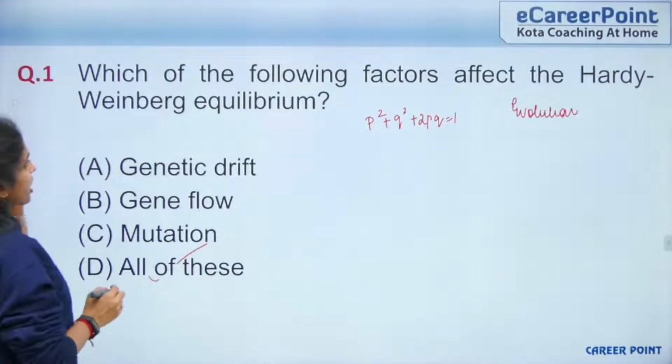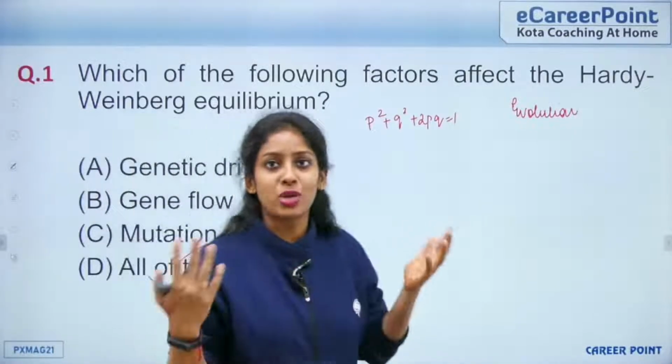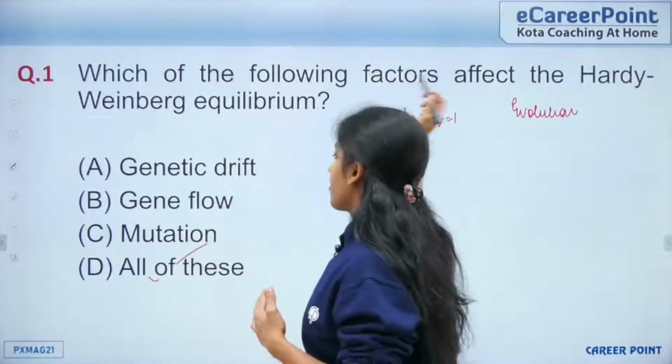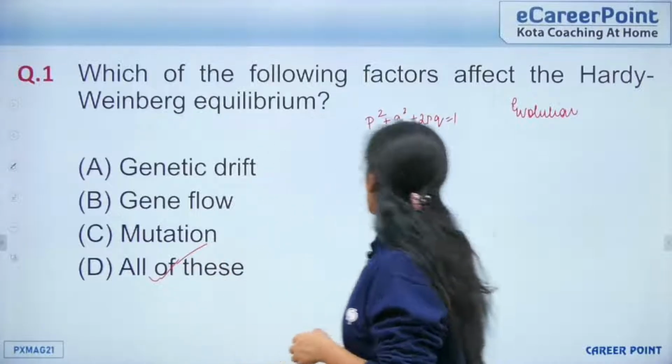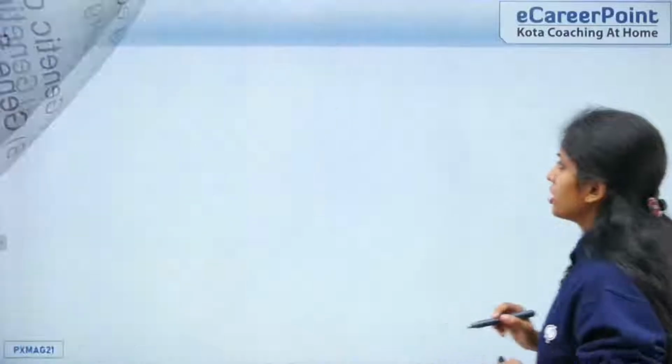When there is a genetic drift or a gene flow from one group of population to the other, when there is random mutation, all this affects your Hardy-Weinberg equation. In that case, it will not be equal to 1. All right, so this is question 1.